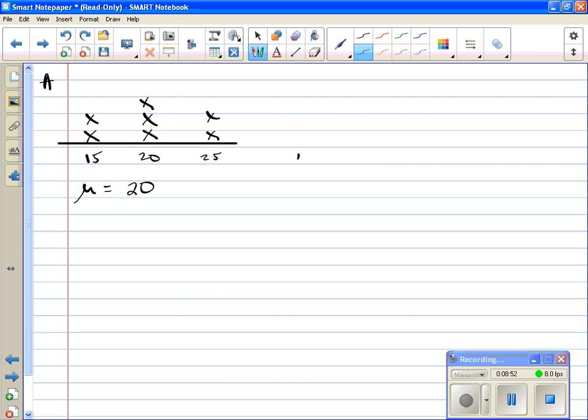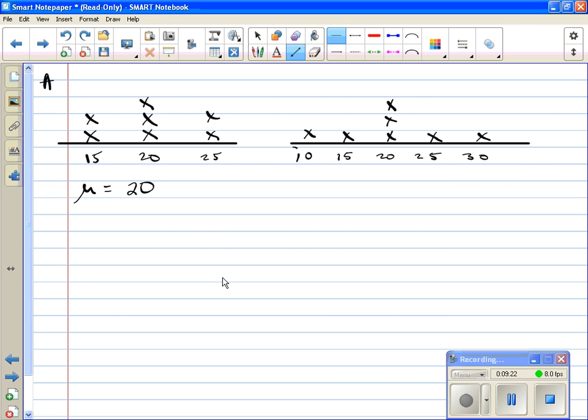Court B, there was 10. On Monday, there was 10 people. Then on Tuesday, Wednesday, Thursday, Friday, Saturday, Sunday. Again, just by eyeballing it, can you tell me what the mean is going to be? The mean is still 20.